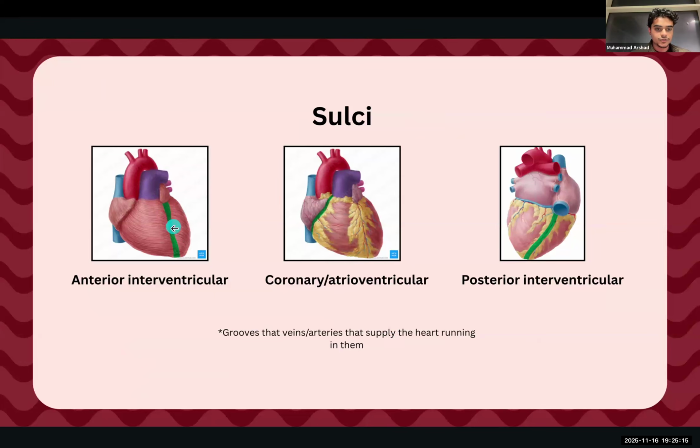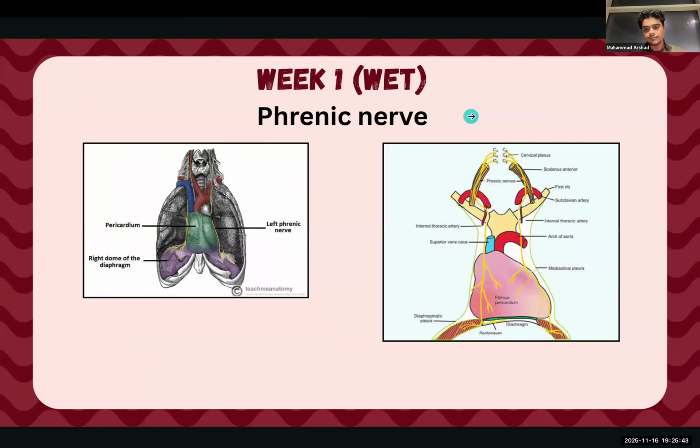You have the anterior interventricular sulcus, which is just a groove that runs between both ventricles, and it's on the anterior surface of the heart. You also have the posterior interventricular sulci, sorry, which is going to be running between, again, both ventricles, but on the posterior surface of the heart. And then you have the coronary or atrioventricular sulcus, and as you can probably tell by the name, it's between the atria and the ventricles, and it's on both the left and the right side. It's just showing one side here, but it's on both sides.